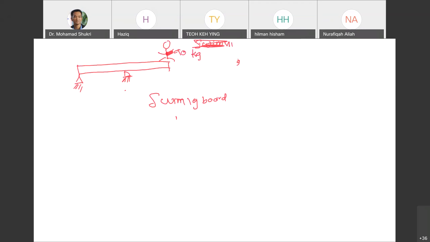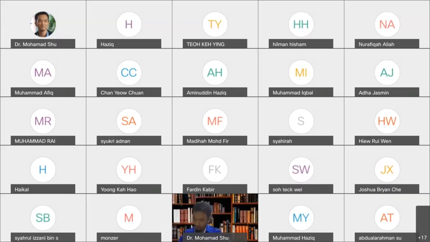How do I transfer this into FBD? FBD means free body diagram. So you want to transfer them: we draw each support that has certain forces. So this one we call an FBD. If it's not so clear, I will refer back to the slide.